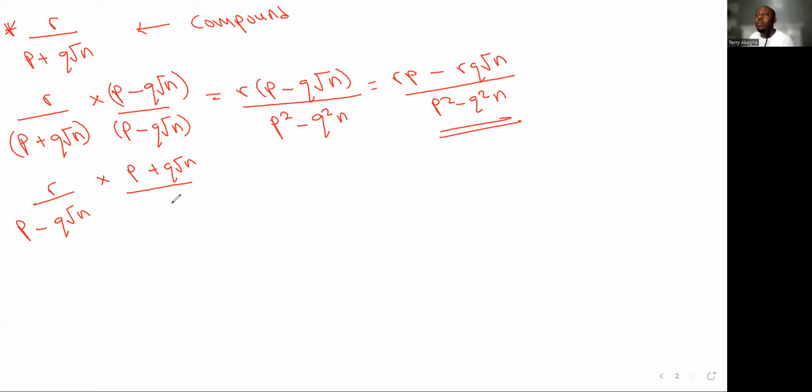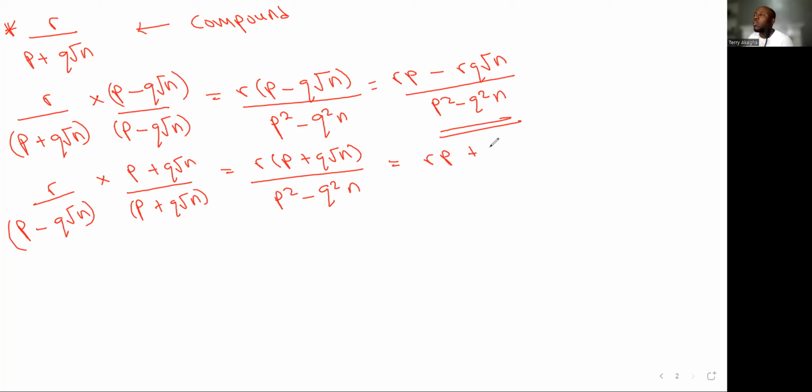The same thing, when you multiply by p plus q root n, I want you to do it yourself. It's going to open the same way, and we have the same denominator as the first one. So it's going to be r times p plus q root n divided by p minus q root n times p plus q root n, which will give us p squared minus q squared n. We've talked about this already. If you open the bracket, it will give us rp plus rq root n over p squared minus q squared n.